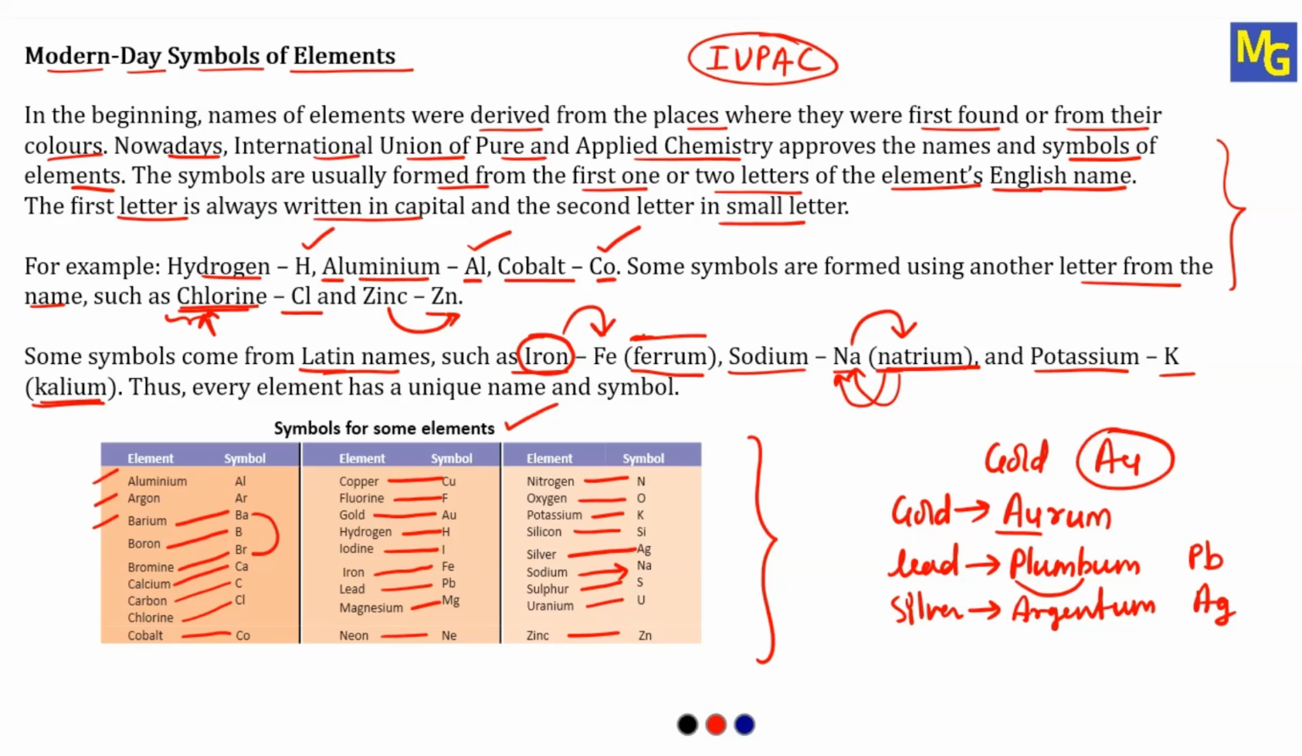At least these common names we should know. So these are some of the elements whose symbol is given in the NCERT book, and we should remember this. At least some of the common elements, we should remember the symbols. So after this we are going to move to the next page.